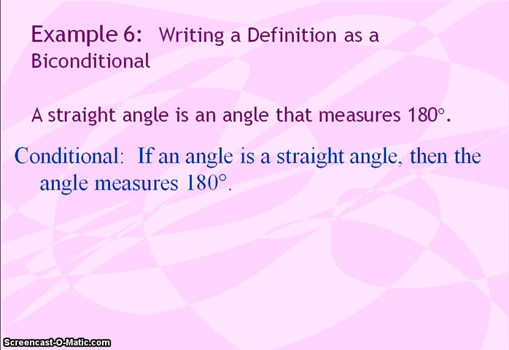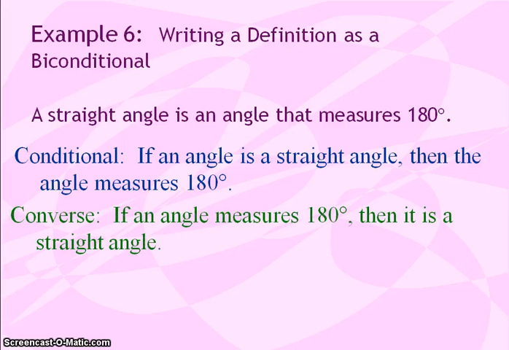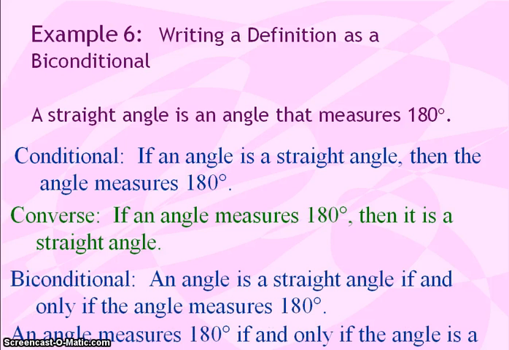A straight angle is an angle that measures 180 degrees. The conditional would be if an angle is a straight angle, then the angle measures 180. Let's see what the converse is. If an angle measures 180, then it's a straight angle. Both of these are true. So we do have a good definition because the biconditional works. An angle is a straight angle if and only if the angle measures 180, or an angle measures 180 if and only if the angle is a straight angle. You could use either one as the first part of the if and only if in the biconditional.